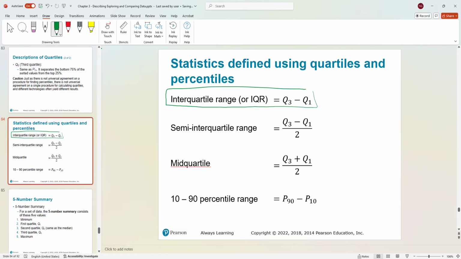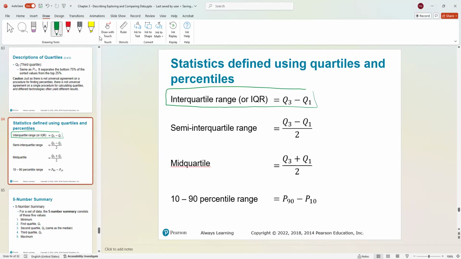For semi-interquartiles, you need to divide by 2. But the 10-90 is a rule that a lot of people use, they use that rule a lot. We call it, in this case, P90 minus P10, so we can do that as well.